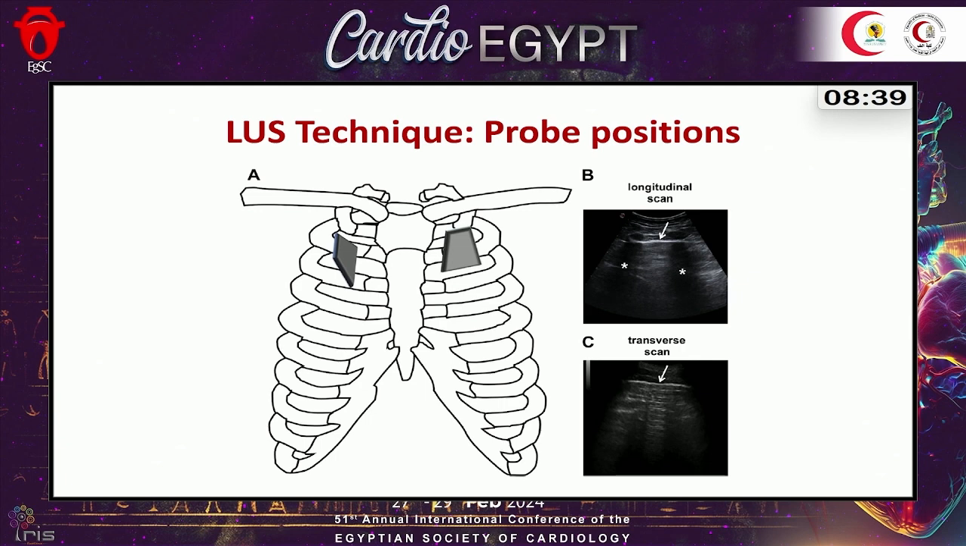The probe position is either a longitudinal scan, as we have mentioned, showing the ribs as the asterisks show, or the transverse scan. It shows the pleural line and the reverberations of it, which gives rise to what is called the A lines. So this is the normal lung scan.